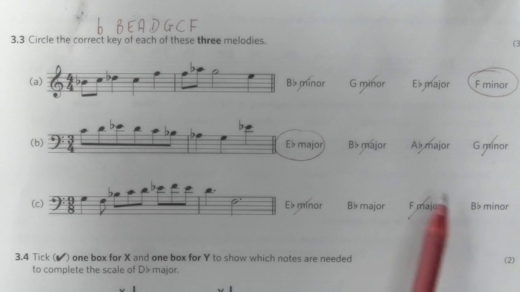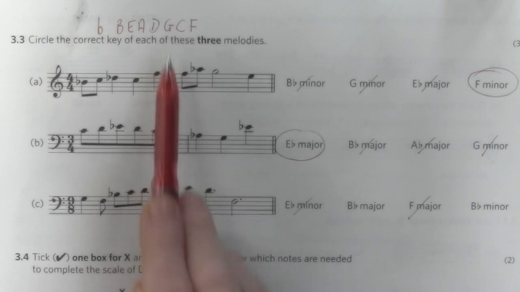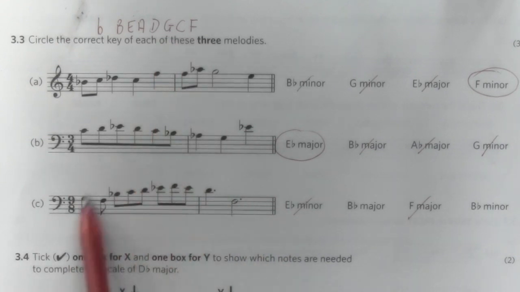B flat minor, we said that here it's the relative minor of D flat major, and D flat has 5 flats, so it can't be because there are just 2 in this melody. So goodbye, and our correct answer is B flat major.